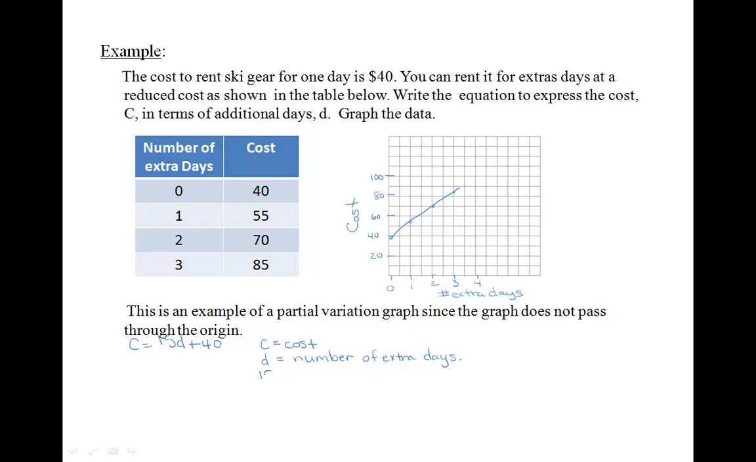$15 represents the additional amount the skis cost for each extra day. And 40 equals the fixed part that does not change.